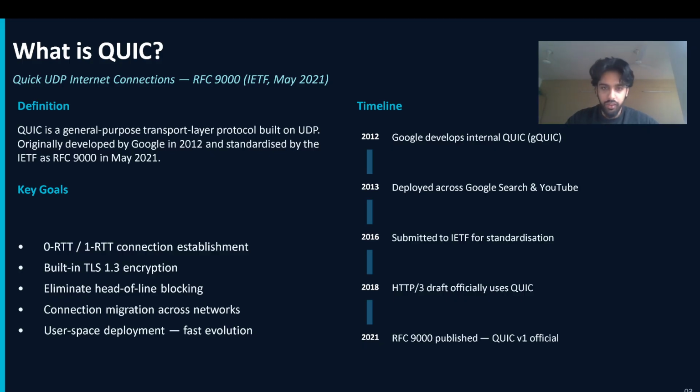So QUIC is a general purpose transport layer protocol which is built on top of UDP, and it was originally designed by Jim Roskind at Google in 2012. It was then deployed widely across Google services by 2013. Nowadays it is used in many applications like YouTube, Gmail, gaming, etc. It was then standardized by the IETF in May 2021 as RFC 9000.